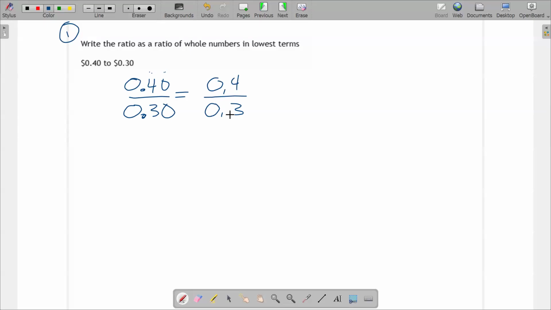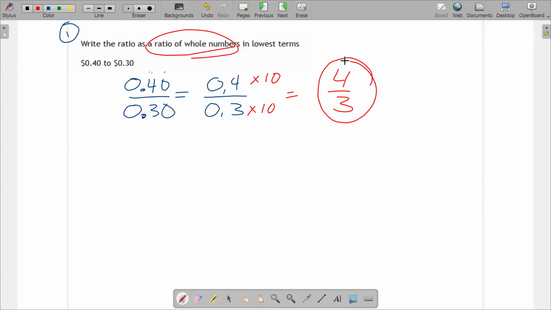Now we know that playing with fractions, we can make a similar fraction by just multiplying top and bottom by the same thing. So here I might just multiply top and bottom by 10. And so that's going to give me 4 over 3. And so now I have a ratio of whole numbers, and 3 and 4 have no common factors. So that should be the reduced version of it. And on some of these, you can just plug right into the calculator. Some calculators have a fraction button.